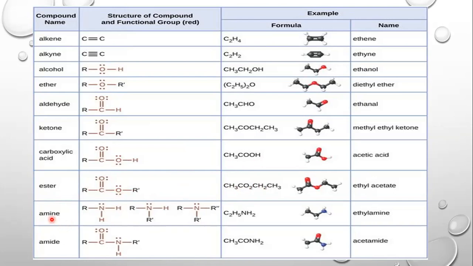The next is amine. Amine is when an N group is bonded to one alkyl group, then it is regarded as an amine. The simplest is ethyl or methyl amine with formula C2H5NH2. Amide. Amide is when a carbonyl group is sandwiched between R and N group, then it is called amide. Its formula is CH3CONH2 and it is regarded as acetamide.